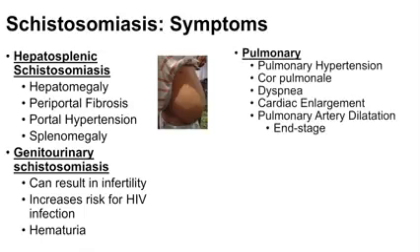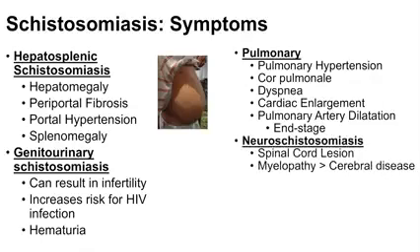Another system that can be affected is the pulmonary system, and if the parasite burden is located within the pulmonary system, it can lead to an increase in pressure in the system, leading to pulmonary hypertension, can lead to cor pulmonale, can lead to dyspnea, can lead to cardiac enlargement, and it can lead to pulmonary arterial dilatation, which is typically seen in the end stage.